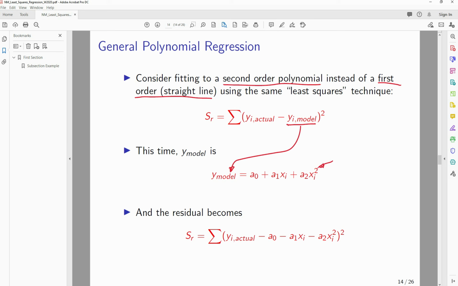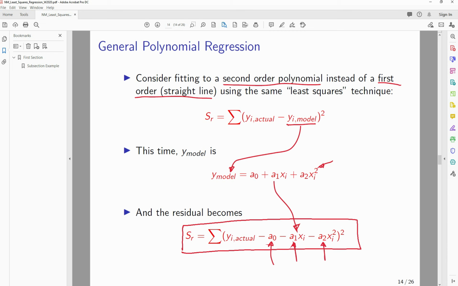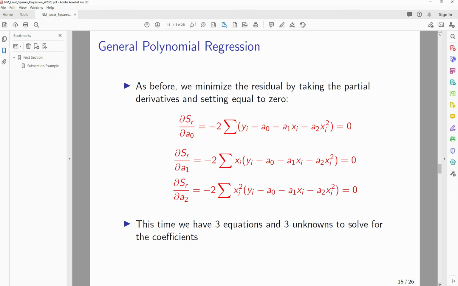A quadratic equation has three unknowns: a0, a1, and a2. We do the same sort of thing by putting it inside our equation for the sum of squares of the residuals right here. And then, of course, we want to try to minimize this sum of squares of the error. Therefore, we need to find what values of a0, a1, and a2 will minimize this error. Same sort of thing: we're going to do the partial derivatives with respect to a0, a1, and a2, and we're left with these three equations right here.